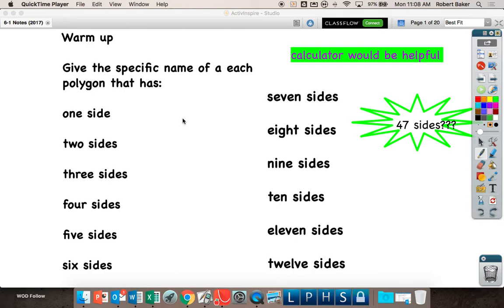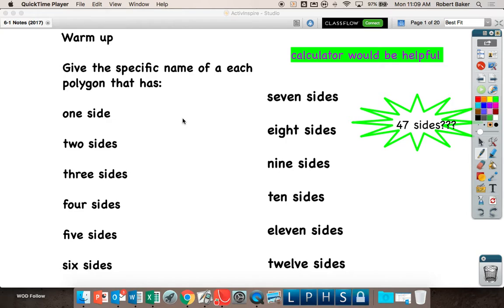10 sides. Decagon. 11 sides. This is a pretty big classroom, so say it one more time for me. 11-gon would be better. The agon part doesn't mean anything, it's just the gon. 11-gon would be correct, but in a pre-P class, you need to know it's an undecagon.